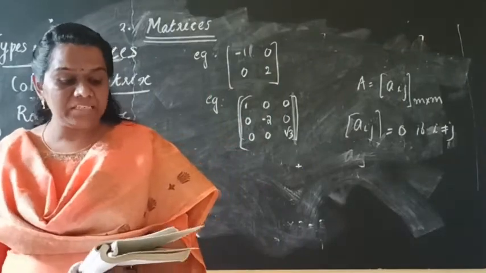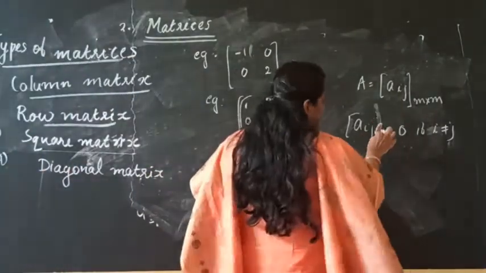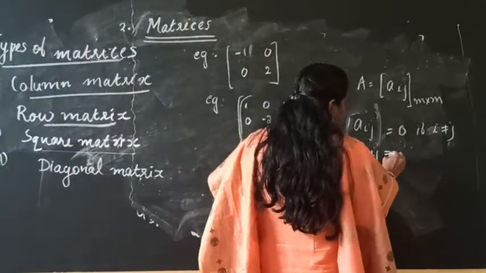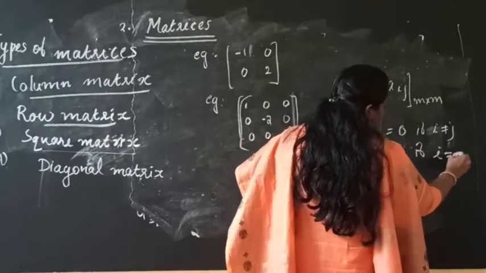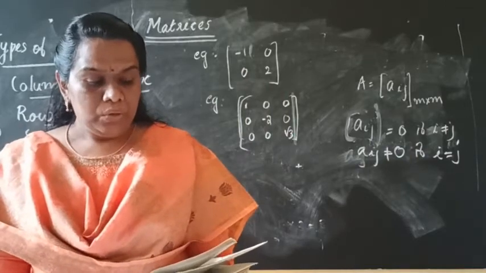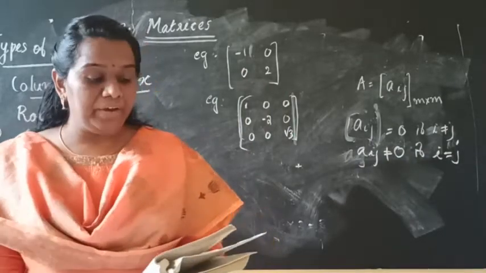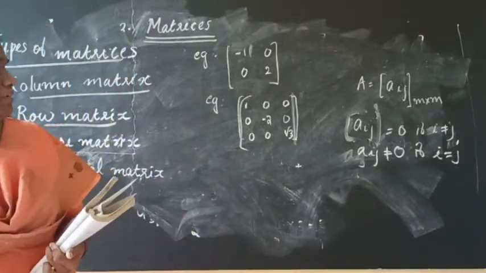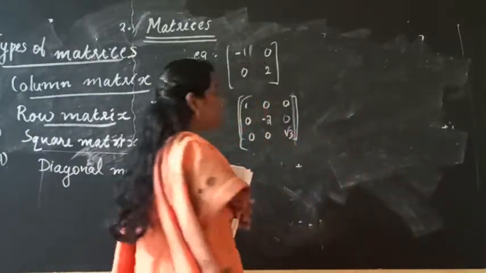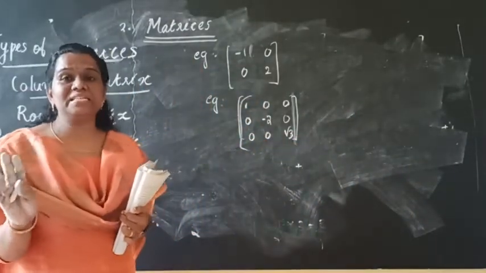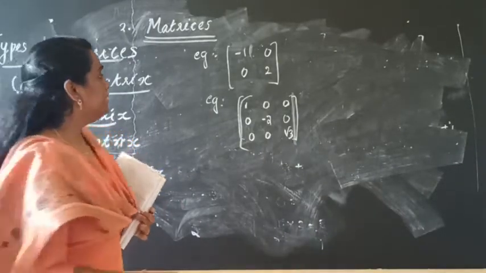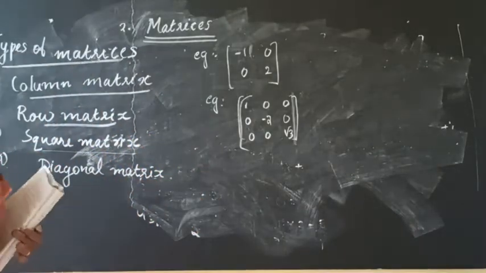So we write it as Aij equals 0 if i is not equal to j, and Aij is not equal to 0 if i is equal to j. I hope you understood it. What is a diagonal matrix? All the entries other than the diagonal elements are 0. Clear?